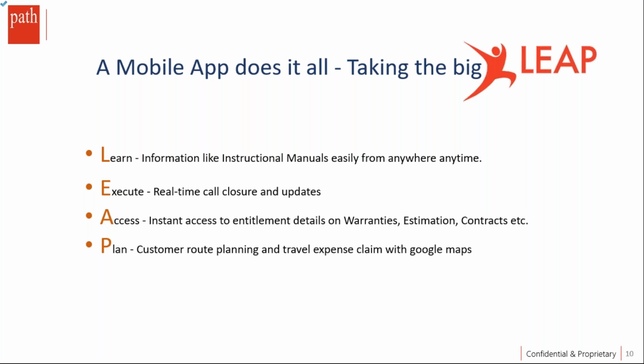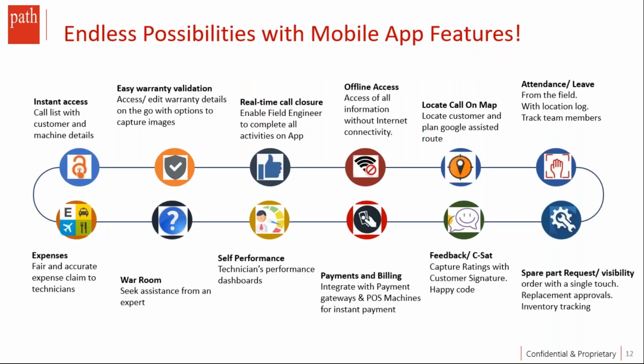In most organizations currently, you see people filling up their travel expenses with their own calculation. Instead of that, Google will tell you the total kilometers driven while you are solving calls, so that you can have a better travel expense claim, which can be done by the mobile app. Apart from this, there can be endless possibilities with mobile app feature engagement. Some of them are listed here, which I would say are very important.